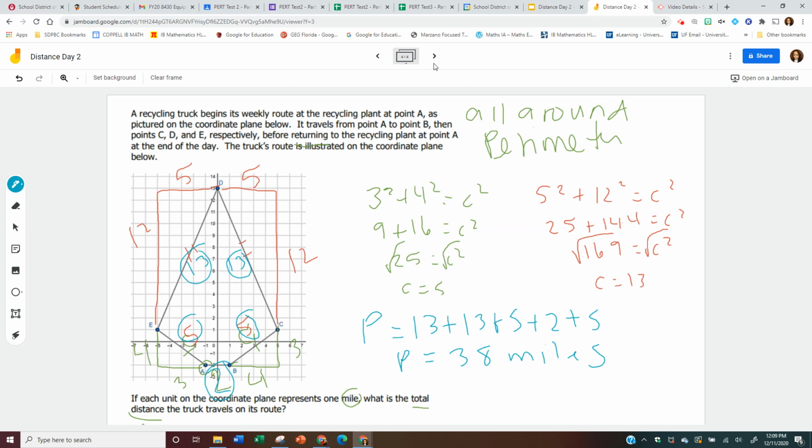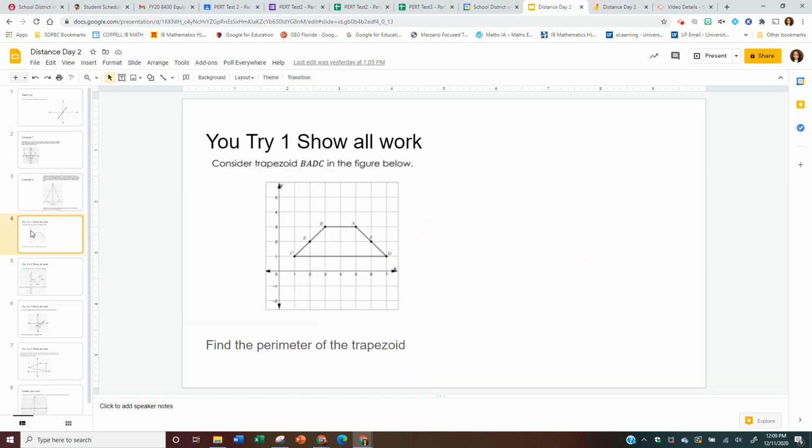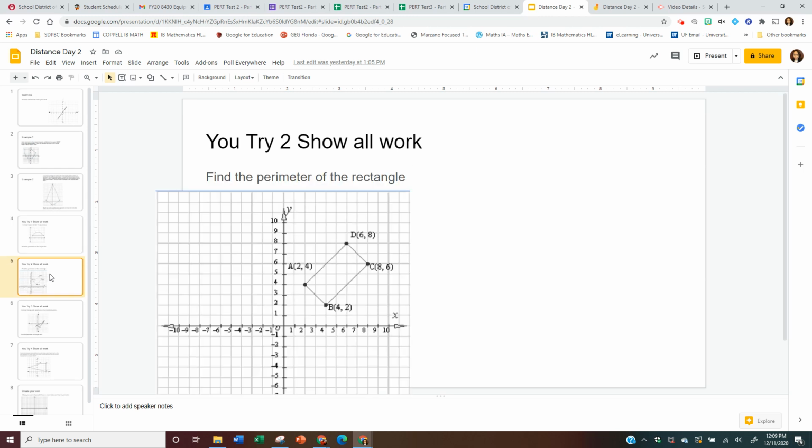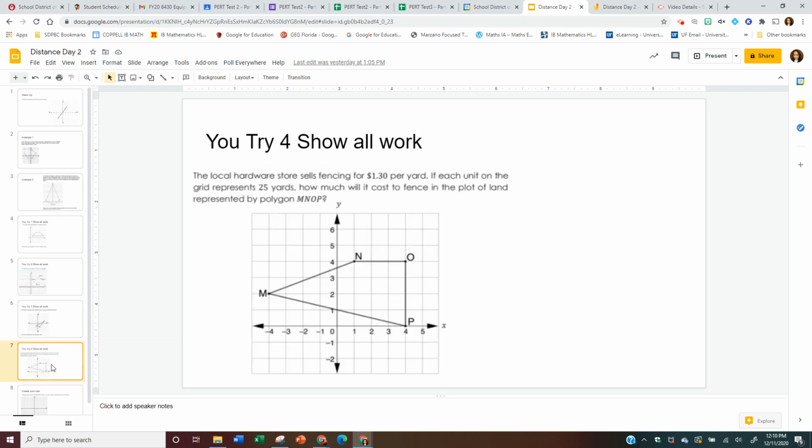Okay, so you have several practice problems. So you're going to show all your work for each one of these. Some of them might not have sides that match. So like this one right here might not have equal sides, like MN and MP are not equal. And so you're going to have to do the Pythagorean theorem for each one of them. Remember to show all of your work in order to get all of your credit.